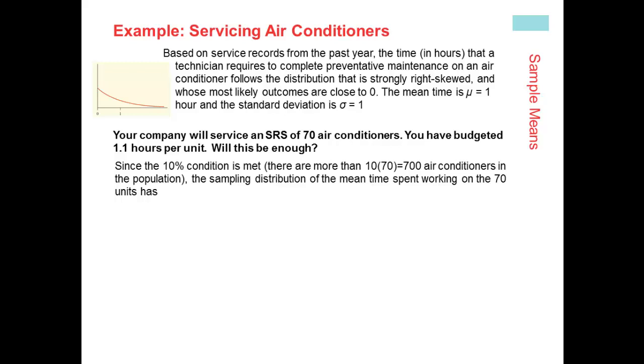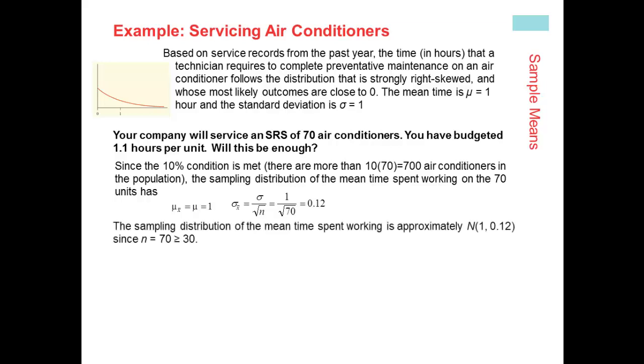The sampling distribution of the sample mean time spent working on 70 units has a mean of mu sub x bar, which is equal to the population mean mu, which would be 1, and sigma sub x bar would equal sigma divided by the square root of n, or 0.12. The sampling distribution of mean time spent working is going to be approximately normal, again since the number in my sample is greater than or equal to 30, and it's going to have a mean of 1 and a standard deviation of 0.12.